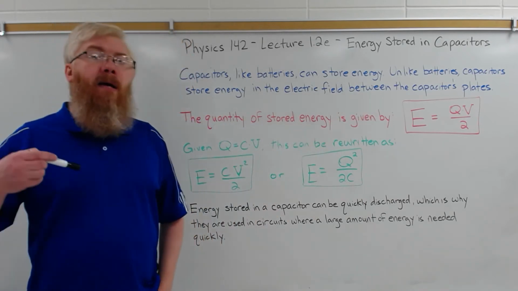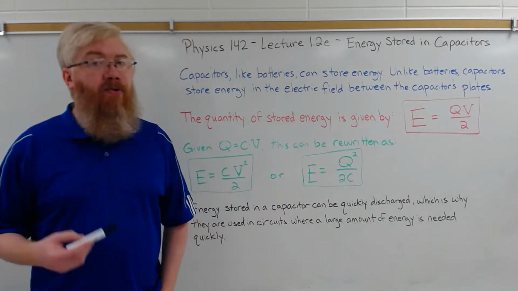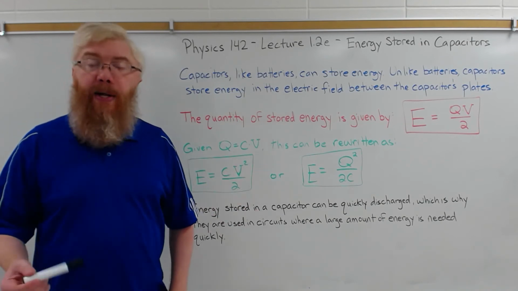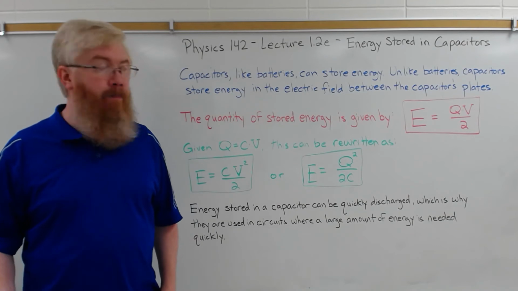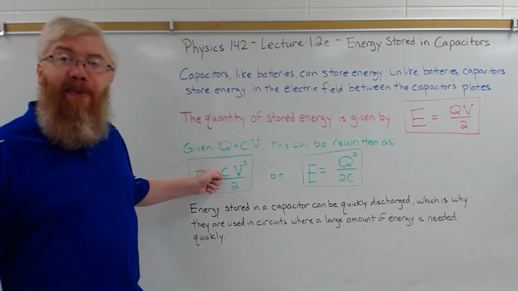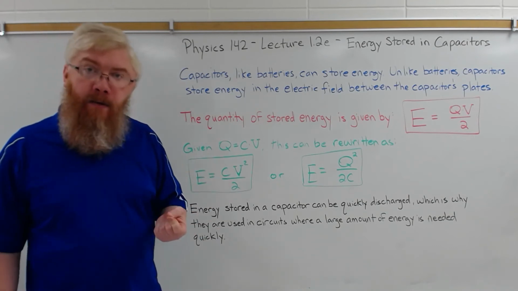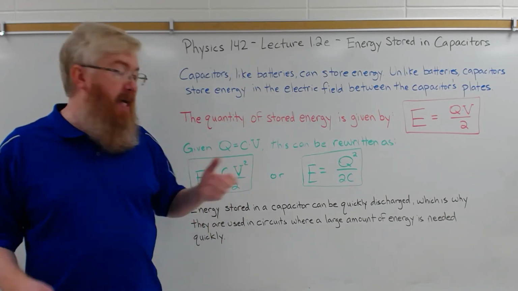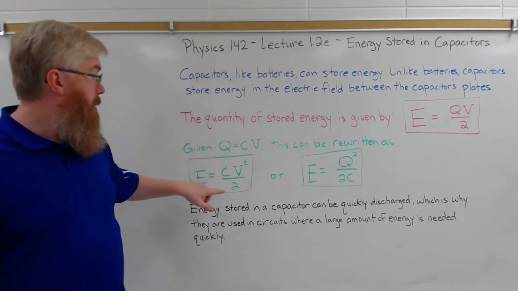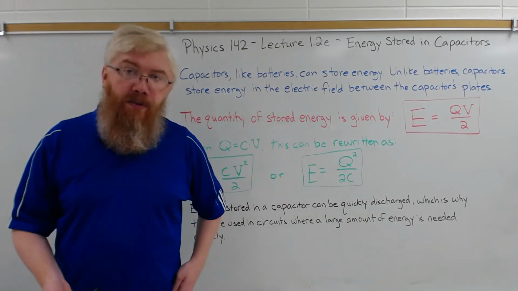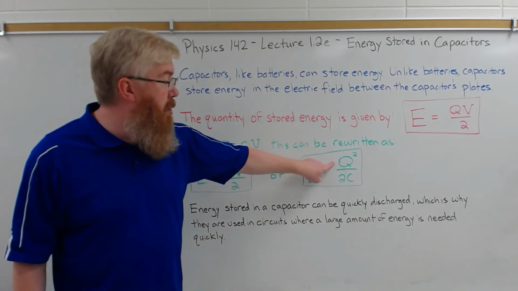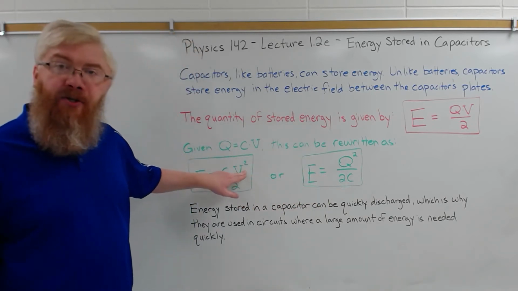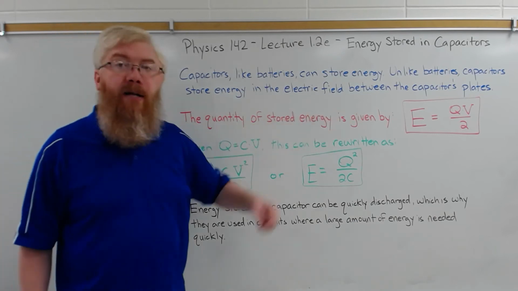Now, if you use SI units, which I strongly encourage you to do, the energy that comes out will be in SI units. The SI unit for energy is a joule. The SI unit for capacitance is the farad. And the SI unit for voltage, or potential, is the volt. For charge, it's coulombs. So if you plug in coulombs for charge, farads for capacitance, and volts for potential, you will get energy out in joules.